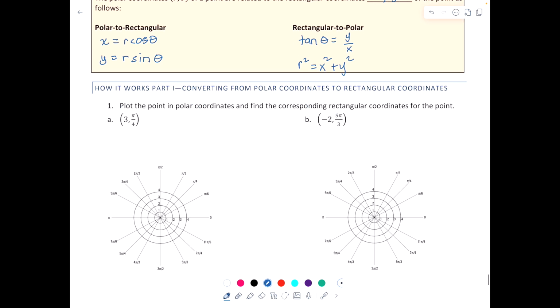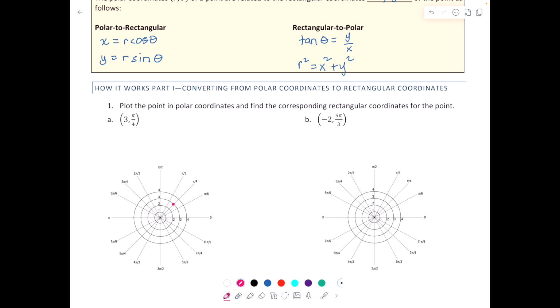Converting from polar coordinates to rectangular coordinates. So we'll plot the point in polar coordinates and find the rectangular coordinates for the point. So plotting 3 comma pi over 4. So again, we count out 3 and we go to pi over 4. So we have a point right here. And then converting this one, we're going from polar to rectangular.